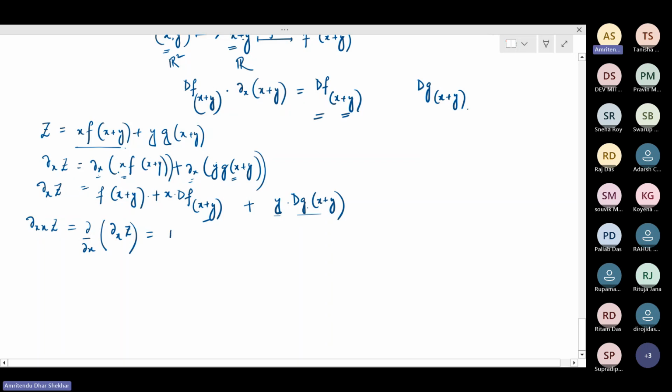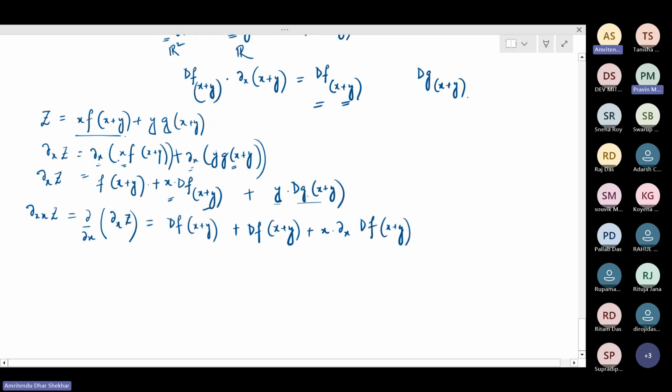So again, this comes out to be equal to d of f at the point x plus y plus, again you apply the Leibniz rule over here. So that would give you d of f again at x plus y plus x times the second partial derivative of del f at the point x plus y. So what is this term is my question.